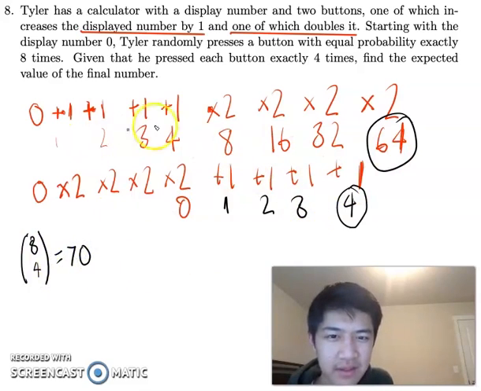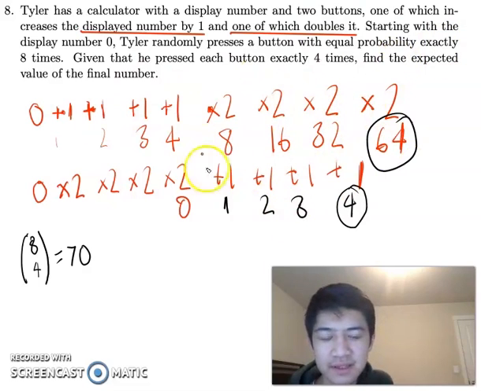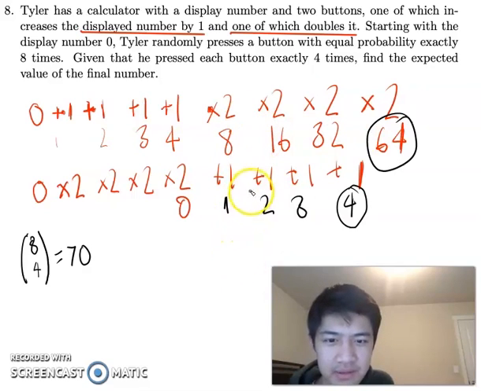Now, how do we calculate the expected value of the final number? One way we could do this is to look at all 70 cases and the different values of the 70 cases. Once we do that, we can add the 70 different results together and then divide by 70. But this is obviously going to take too long. So let's look right here.